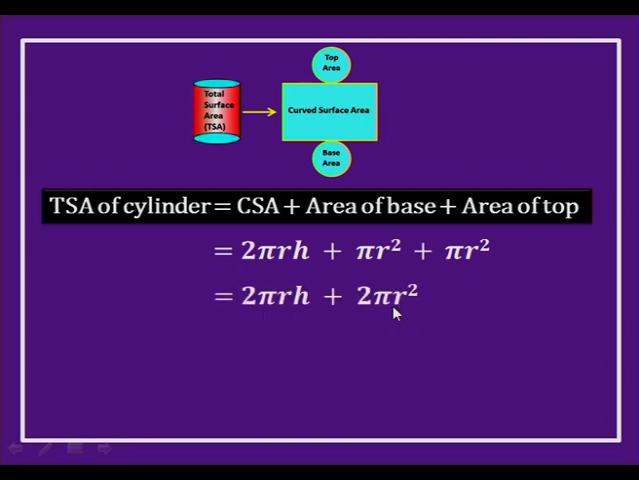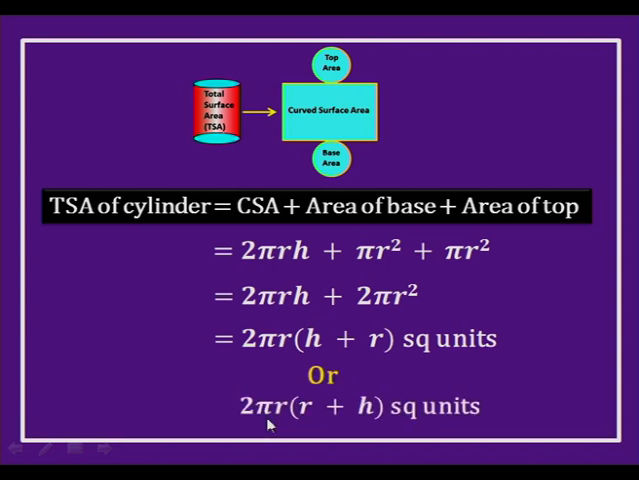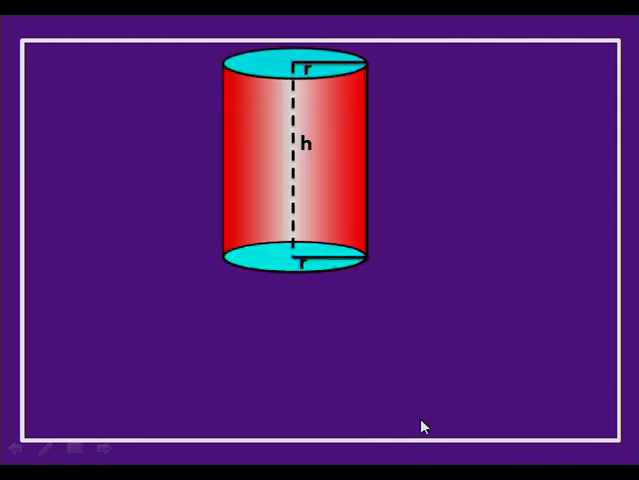So, pi r square plus pi r square will become 2 pi r square. Now, what is common, children, in these two terms? 2 pi and also 1 r. So, taking 2 pi r common, we get h plus r, or the same thing you can write it as 2 pi r into r plus h square units. This is the formula to find the total surface area of cylinder, that is 2 pi r into r plus h square units. Now, let us see how to find its volume.